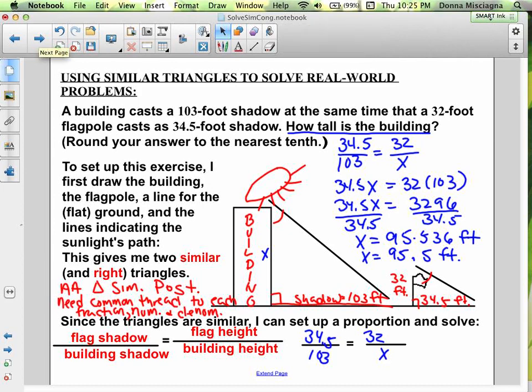We're not going to check this one out, but you could. This wouldn't be too hard to check because 95.536 times 34.5 is going to give us the same as 103 times 32. I divided 3,296 by 34.5, and that's how we got the 95.536 to begin with. We'd just be undoing what we just did.